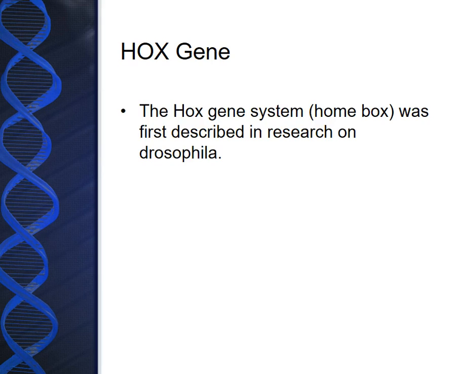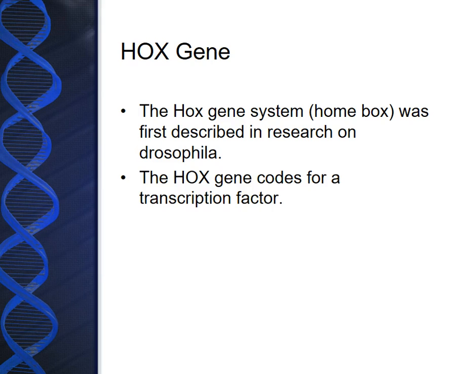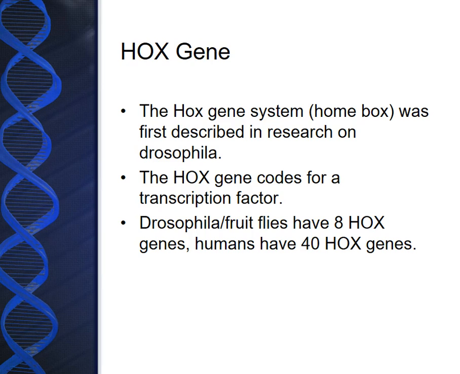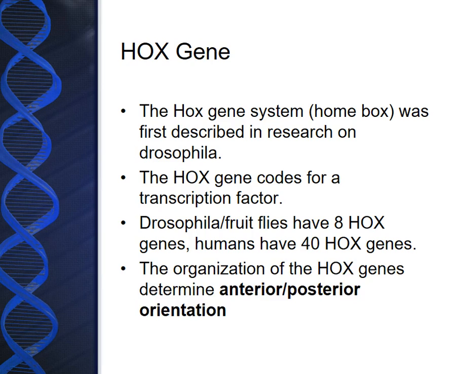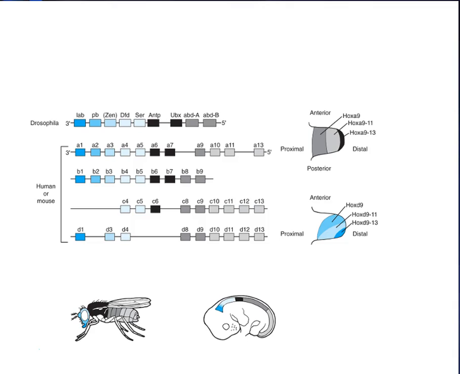The HOX gene is a gene system that was first described in research in Drosophila. The HOX gene codes for a transcription factor. Drosophila, or fruit flies, have 8 HOX genes. Humans have 40 HOX genes. The organization of the HOX genes determines the anterior-posterior orientation of the organism.